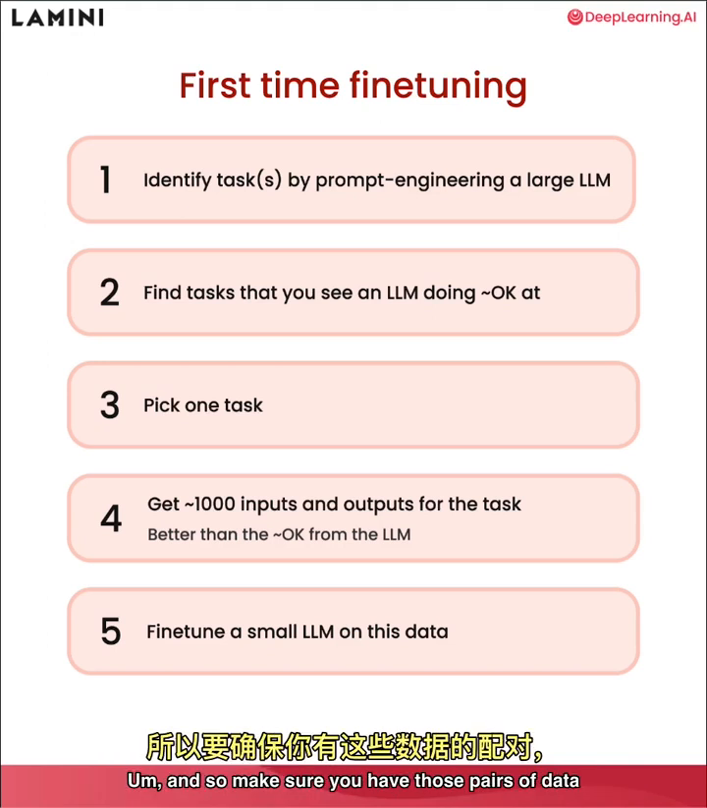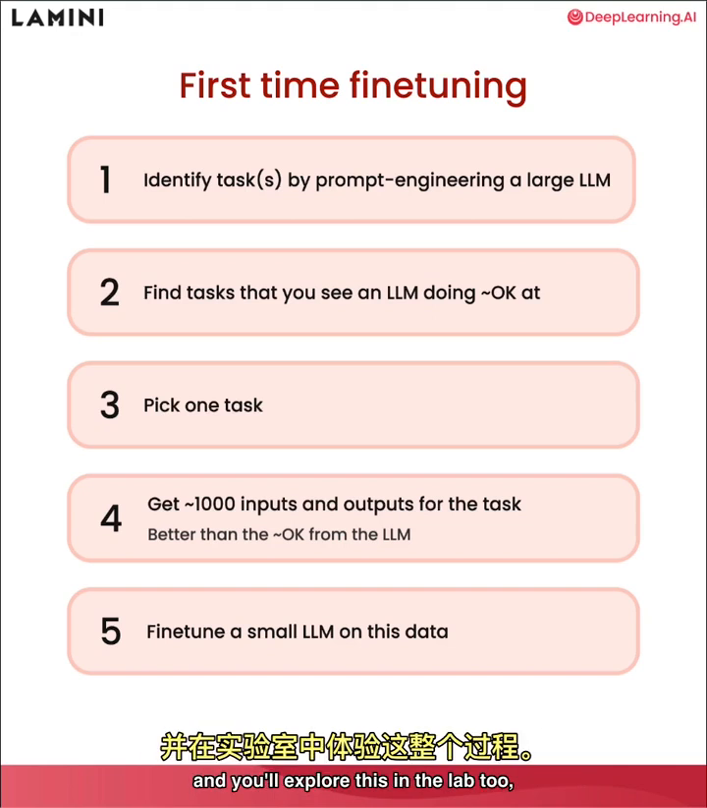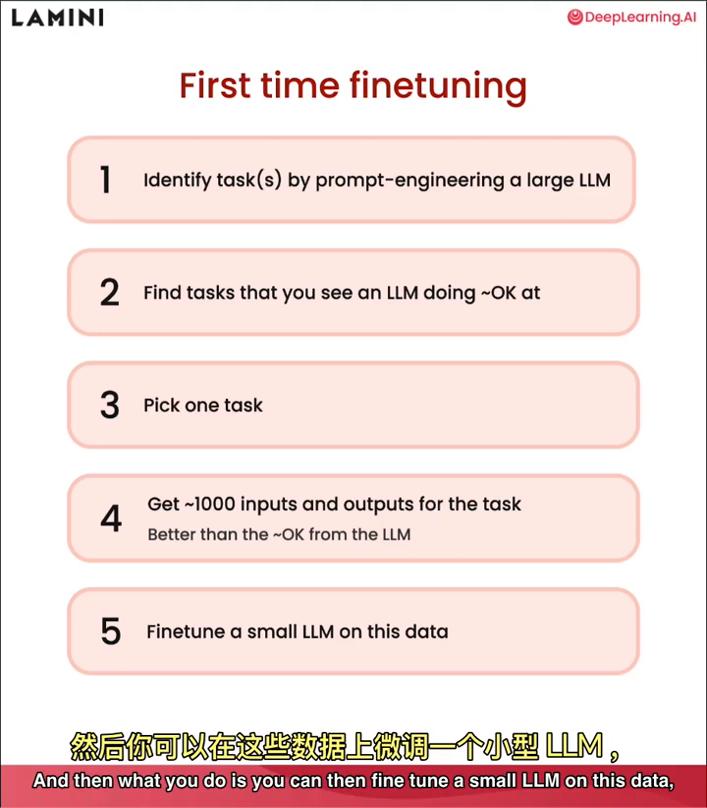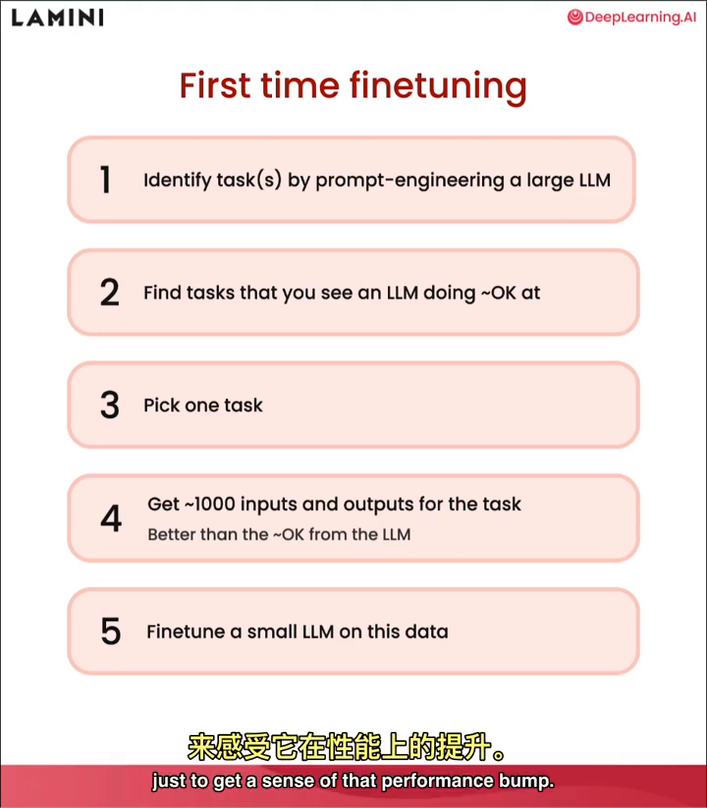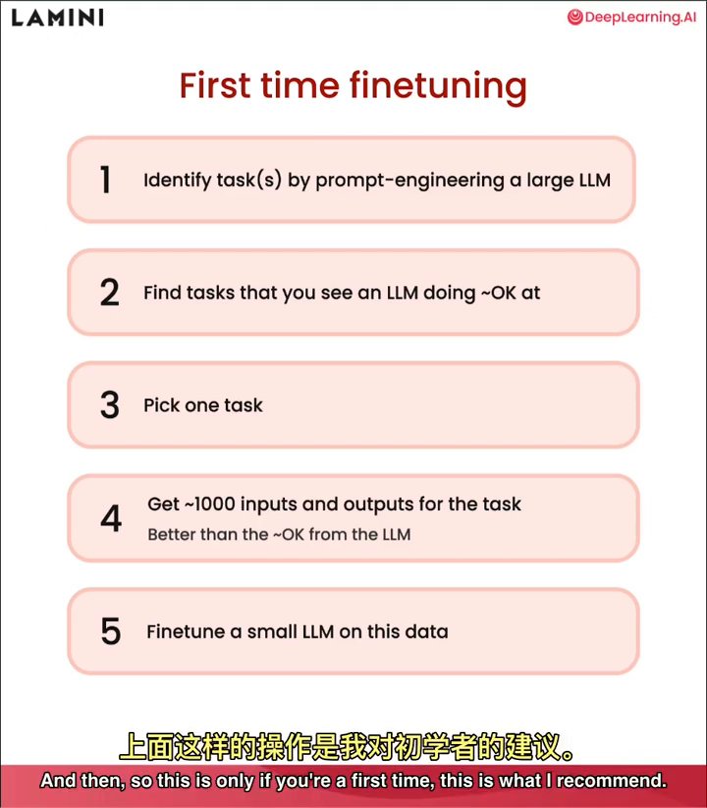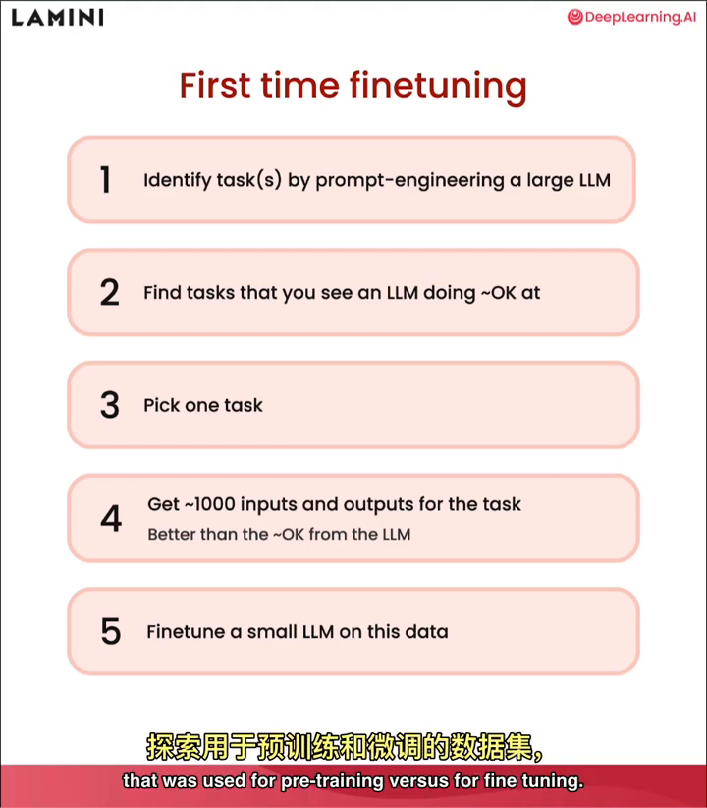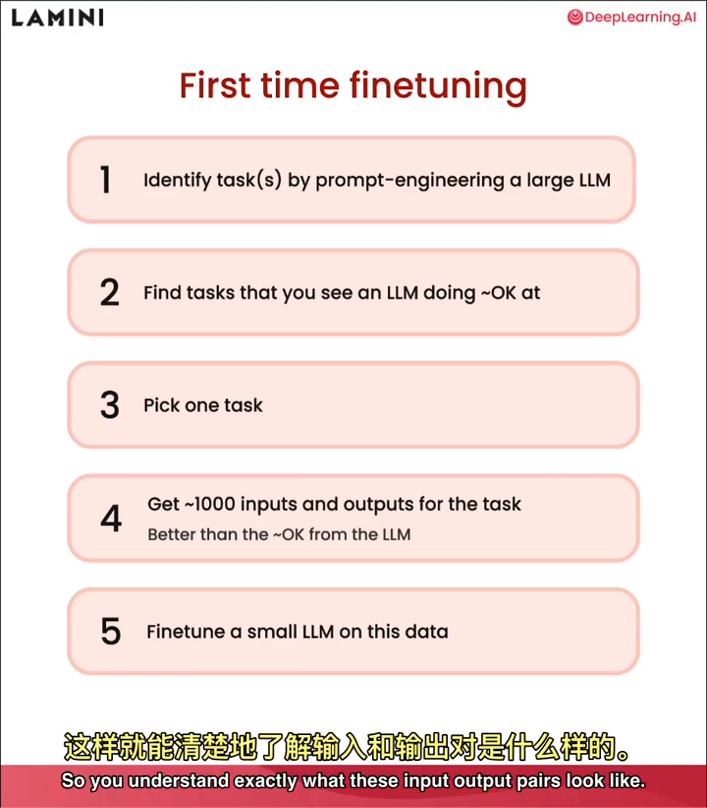And so make sure you have those pairs of data, and you'll explore this in the lab too, this whole pipeline here. Start out with that, and then what you do is you can then fine-tune a small LLM on this data just to get a sense of that performance bump. And then this is only if you're a first time, this is what I recommend. So now let's jump into the lab where you get to explore the data set that was used for pre-training versus for fine-tuning, so you understand exactly what these input-output pairs look like.